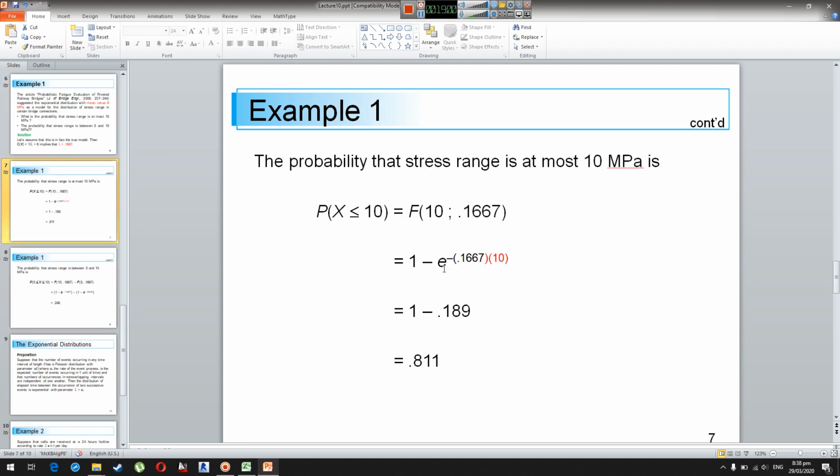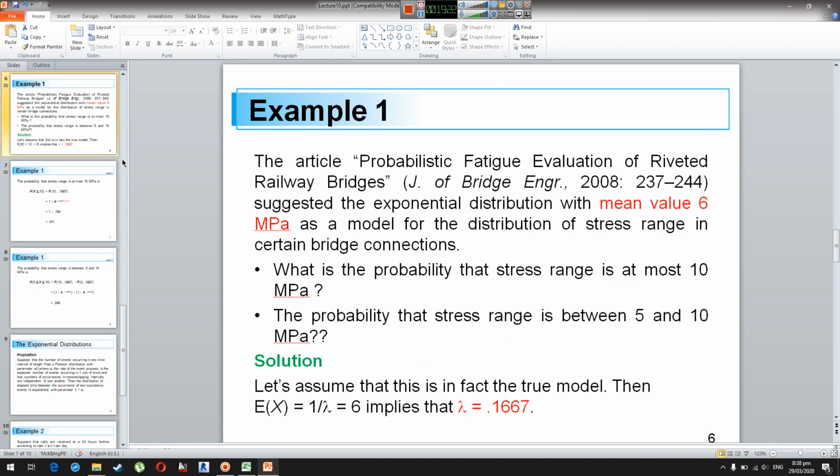By using this equation we can determine that the probability value is 0.811. So most of the data, the data that was lesser or equal to 10, is 81%.